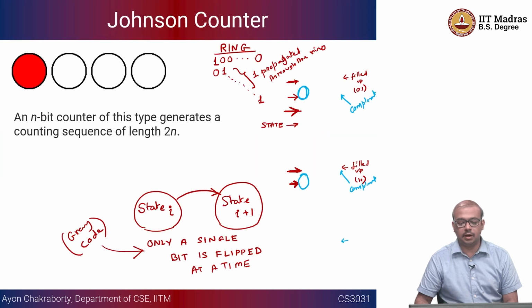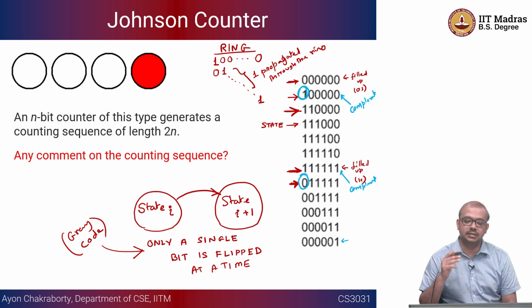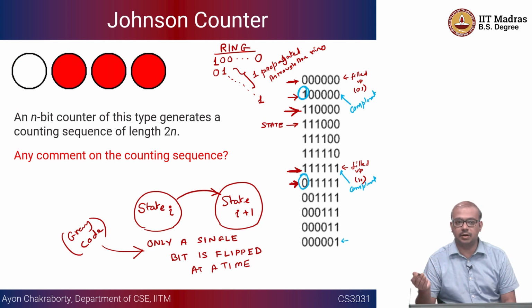Then we looked into the Johnson counter, and this Johnson counter exactly looks like this. If you have an n-bit Johnson counter, the length of the sequence that it is going to show is 2n. It is very easy to verify that. The counting sequence, as I told you earlier, was a gray code sequence, so only one bit is changing at a particular point in time. If I'm making a transition from state i to state i minus 1 or state i plus 1, both of them differ from state i in only a single bit.